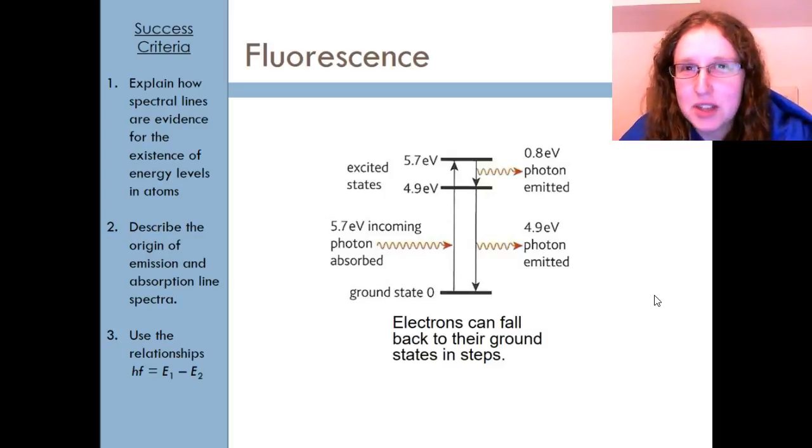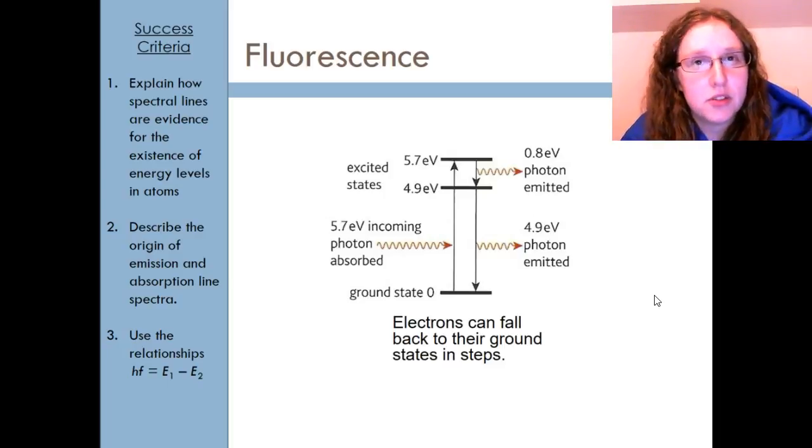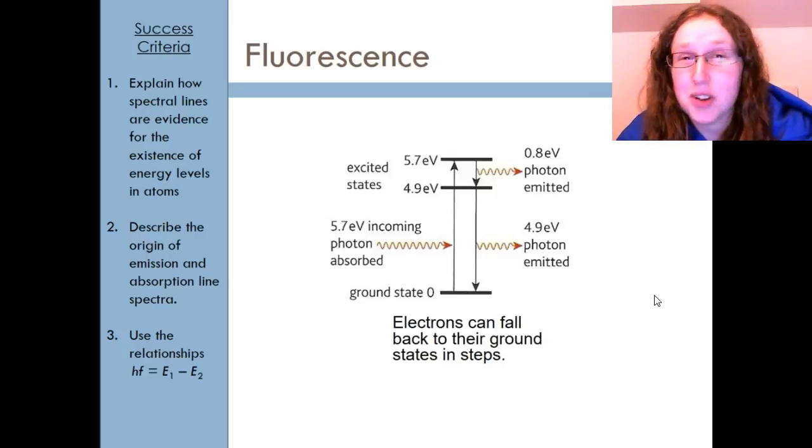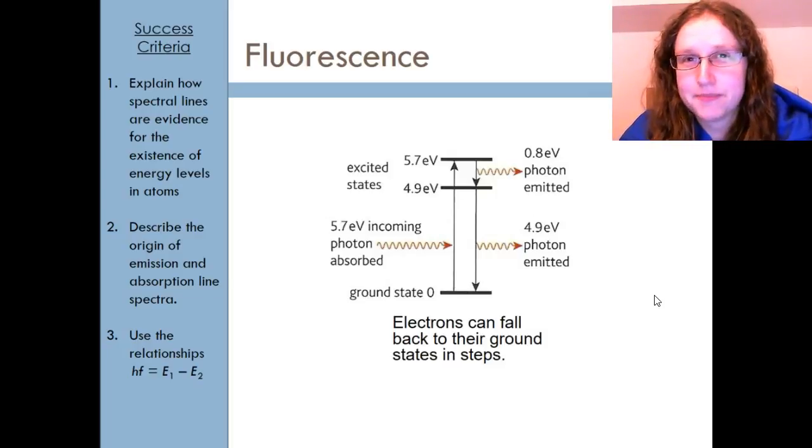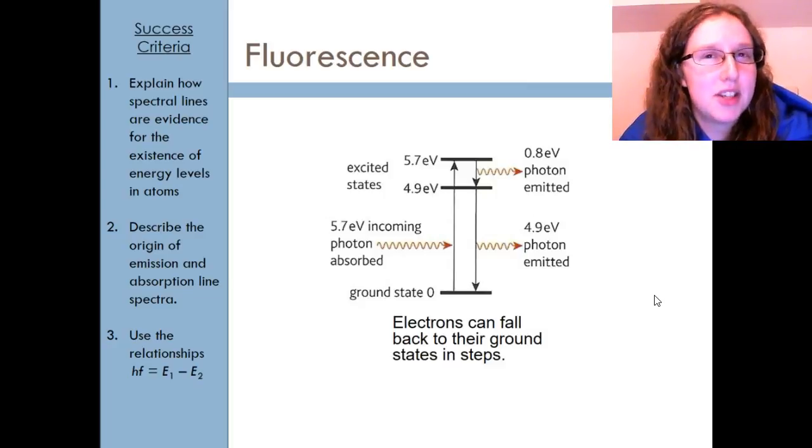I've taken a 5.7 electron volt photon, absorbed it, and emitted two smaller photons. So basically I've taken one big photon and split it into two smaller ones. This is a mechanism that allows me to divide up the amount of energy inside a photon. That's pretty cool.